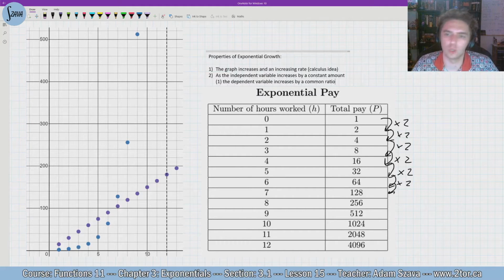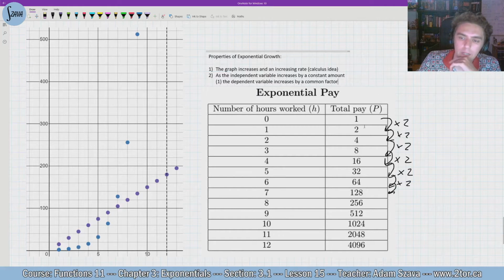Ratio is like multiplication, or a common factor. Maybe factor might be a better word there. So factor is what we're multiplying in. So this is going up by 2, multiplying by 2, not just increasing by 2 points, multiplying by 2, multiplying by 2.